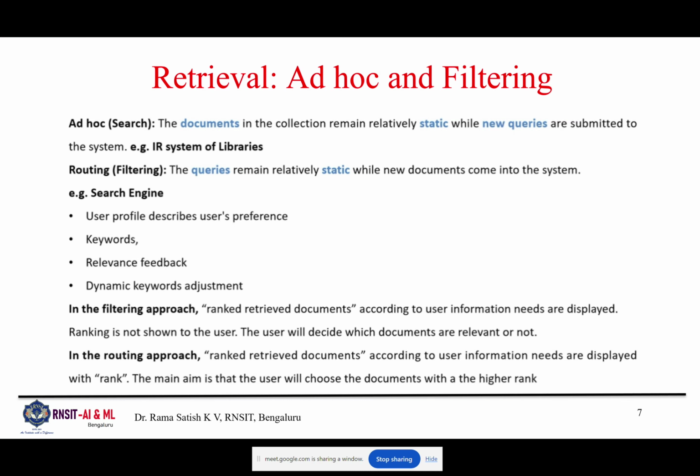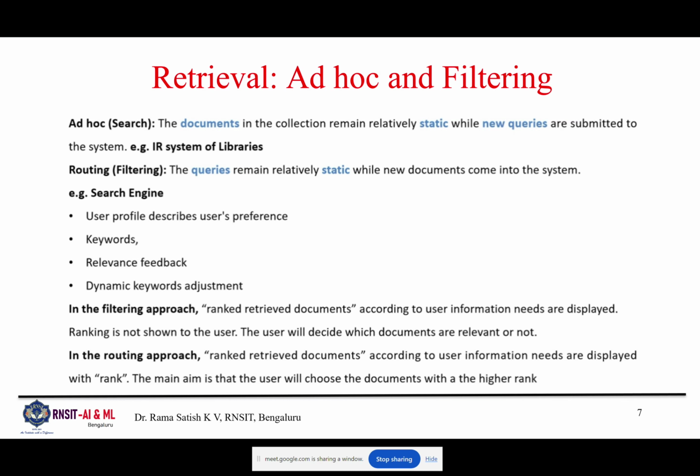So that is the thing. And of course, in ad hoc searching, what happens? The documents in the collection remain static, but what happens? New queries, different queries, arrive, such as for the same document in different forms. So I think you can understand ad hoc searching, ad hoc retrieval, and routing retrieval. So this is a difference.